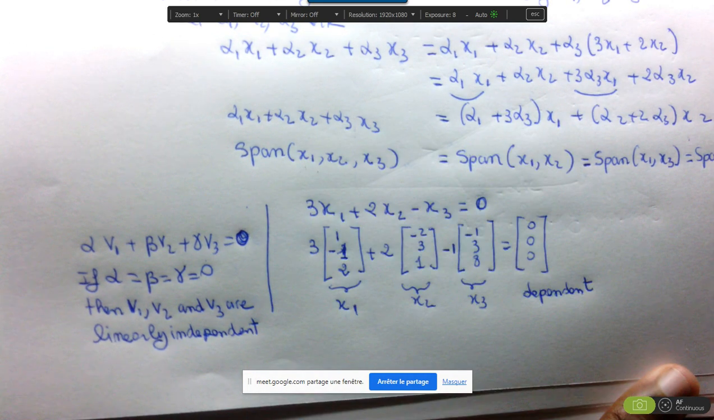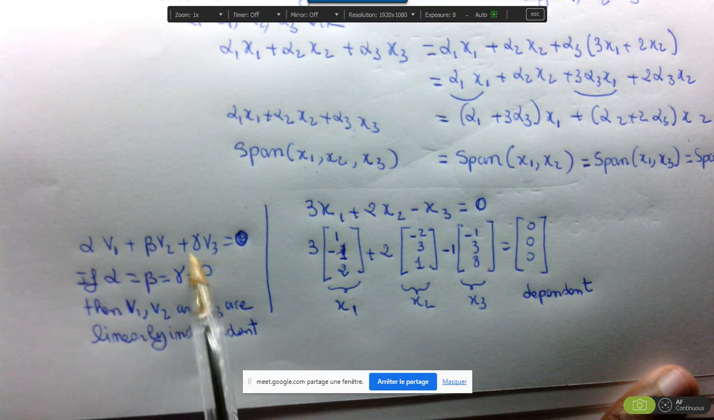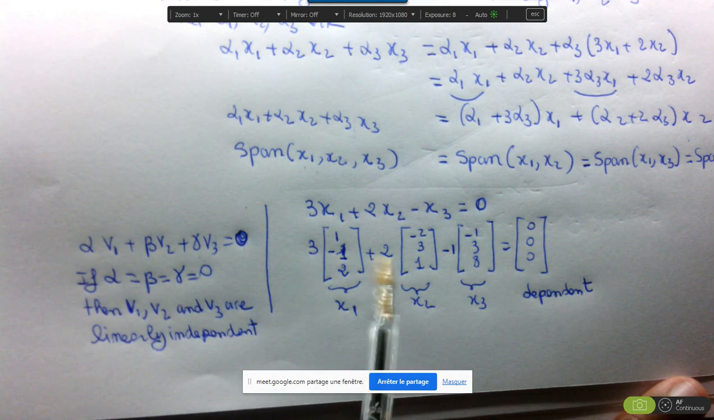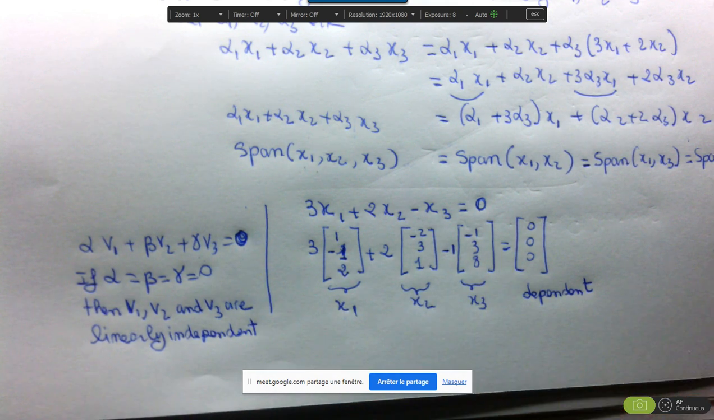So for linear independence, you need all of the coefficients to be equal to 0. But for linear dependence, the coefficients do not necessarily have to be equal to 0. That is how you have a linear dependency. So that's the concept in a nutshell of linear dependence and independence. Any questions about this?